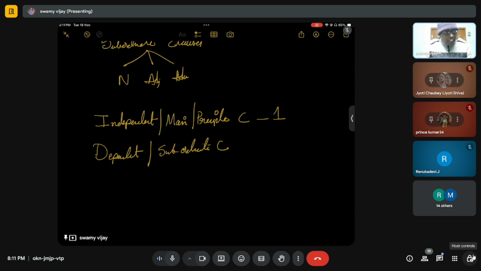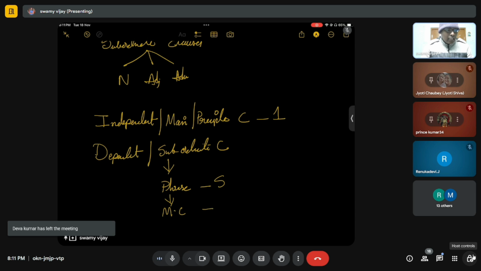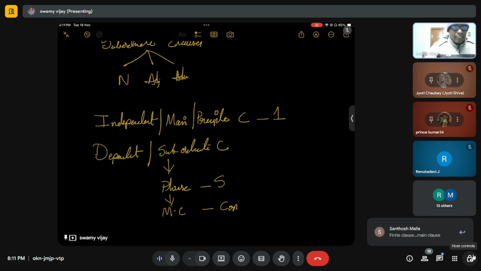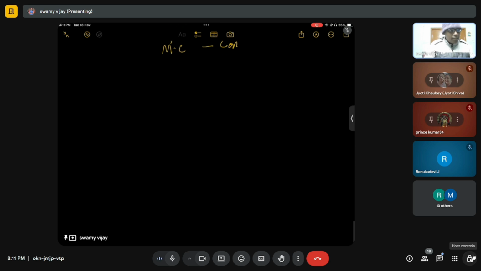Because subordinate clauses can be converted into phrases in a simple sentence, and subordinate clauses can be converted into main clauses in compound sentences. A sentence which has a phrase can be transformed into a complex sentence with a finite clause, and a sentence which has a subordinate clause can be converted into a main clause. So let me write simple examples for a simple sentence, complex sentence, and compound sentence.